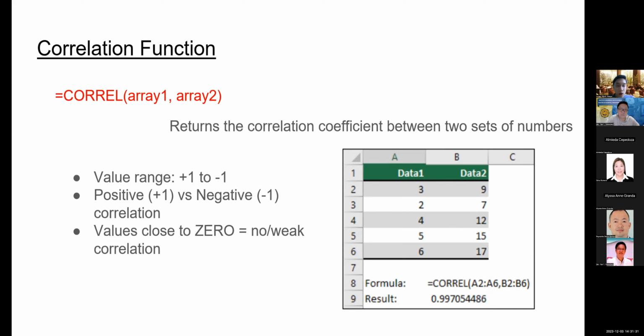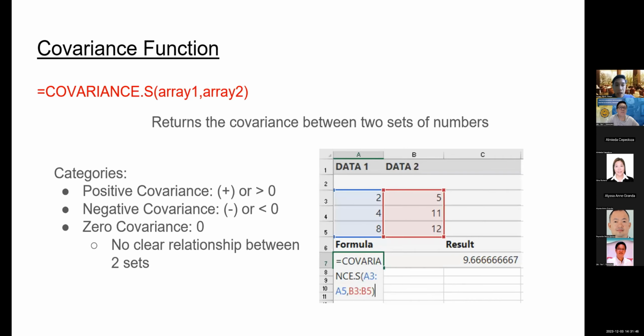So a positive value means positive correlation, and a negative value would mean that they have a negative correlation, and values close to 0 mean that they have no or weak correlation. We also have the covariance function. The syntax would be equal sign COVARIANCE.S, and then we select two arrays. This returns the covariance between two sets of numbers.